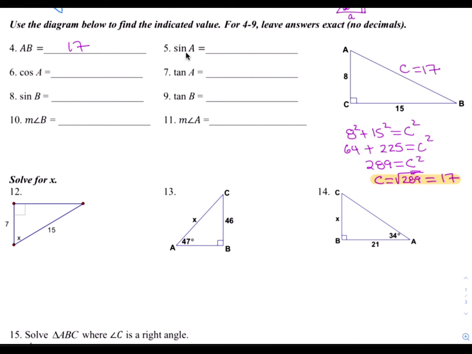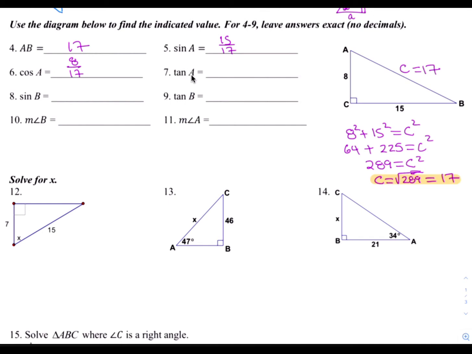Question 5, we want to find the sine of A. Now we know A is the angle up here, and we know sine is opposite over hypotenuse. The opposite of A is 15, and the hypotenuse is 17. And therefore, the sine of A is 15 over 17. That's opposite over hypotenuse. The cosine of A is the adjacent over hypotenuse. The adjacent of angle A is 8, and the hypotenuse is 17. So that would be 8 over 17 for the cosine of A.